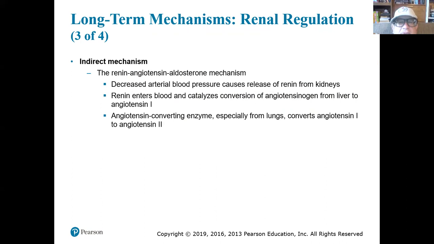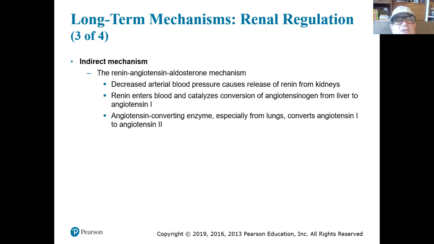All right, the indirect mechanism, this is the more complicated one. In the indirect mechanism, renin-angiotensin aldosterone, if we have decreased arterial blood pressure, we're going to release renin. Pressure down will cause renin to be released. Renin levels will go up. And renin, when it's released in the blood, will cause the conversion of angiotensinogen made in the liver to angiotensin 1. Then that angiotensin 1 will be modified by chemicals from the lungs to make angiotensin 2.